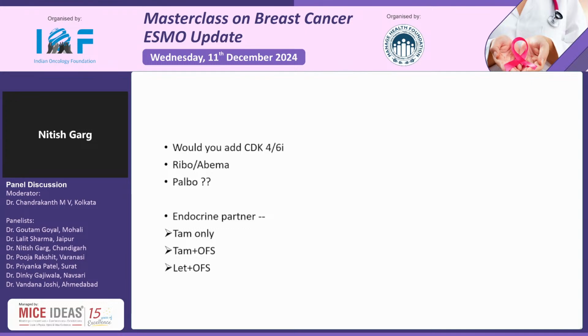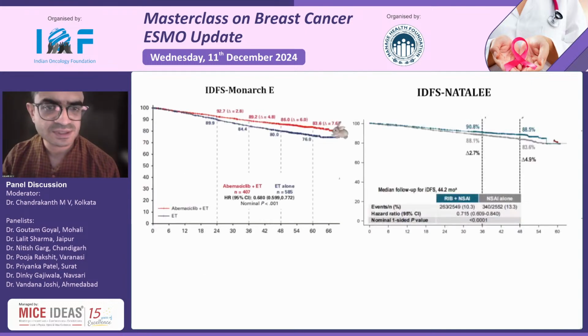Ribo and Abema, I am actually biased because I've used both, but I am more convinced with the toxicity profile of ribo. So maybe ribo, but definitely ribo and Abema. Palbo, yes, because of the play of the data which has happened, though there is no OS benefit, it can still be considered, given the challenge of financial toxicity if it is there. Right. So let me just share the data.